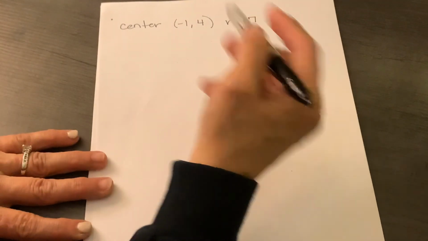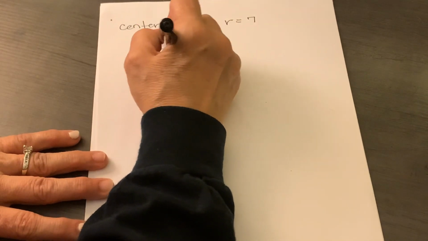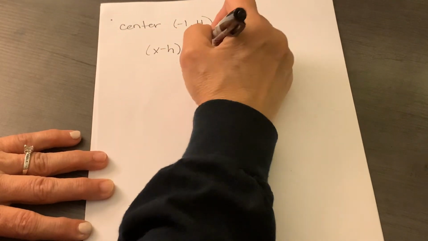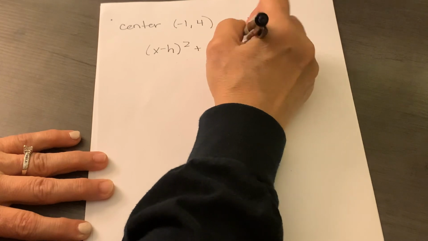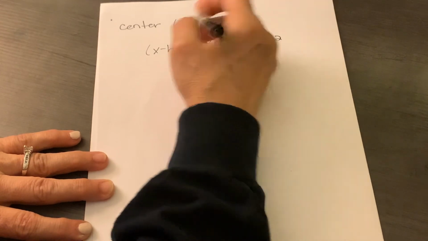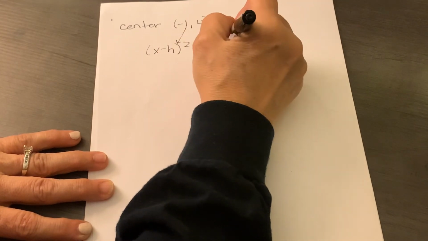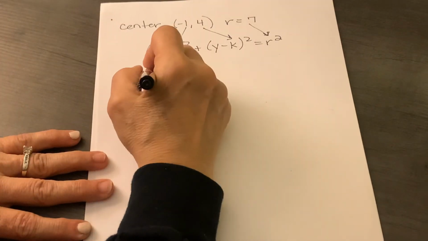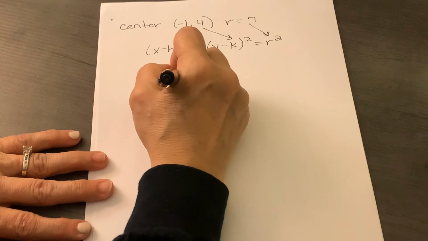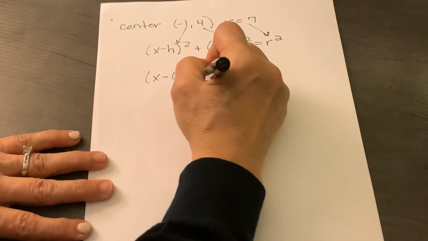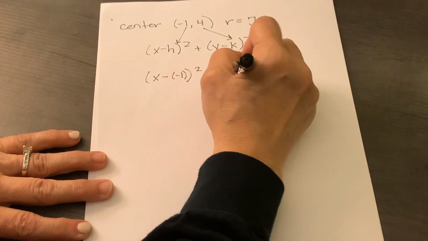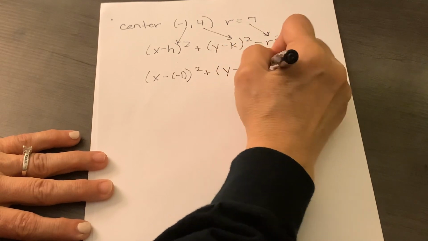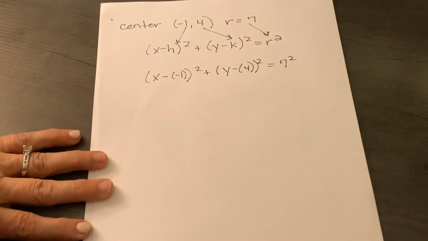And one last one. Let's just do one where our center is not 0, 0, and we have to do a little math. So remember, we always want to start with the equation of a circle. And you're literally going to take these values and plug them in. So it's pretty simple once you do that. So it's x minus a negative 1 squared, y minus 4 squared equals 7 squared.